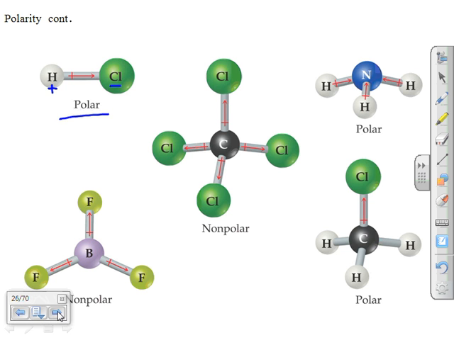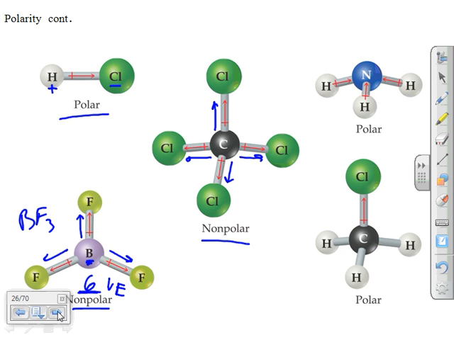Here's BF3. This one is nonpolar. It's symmetric. All these fluorines are pulling the electrons the same amount. Note that boron is one of those exceptions where we only need 6 valence electrons around it. So keep that in mind when determining polarity of any boron-containing molecules. Another nonpolar molecule, carbon tetrachloride. Sitting here again, the carbon's in the middle and the chlorines are all pulling the same amount in all directions. It's symmetric. That molecule is symmetric, so it will be nonpolar.